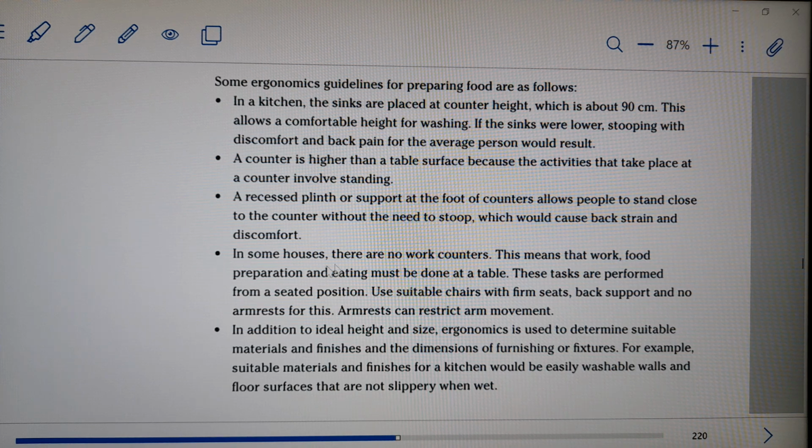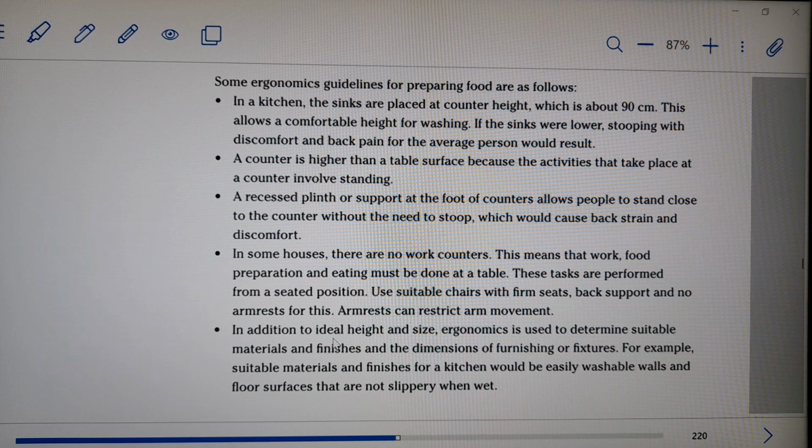In some houses, there are no work counters. This means that work, food preparation, and eating must be done at the table. These tasks are performed from a seated position. Use suitable chairs with firm seats, back support, and no armrest for this. Armrests can restrict arm movement.